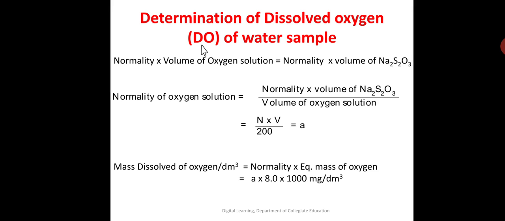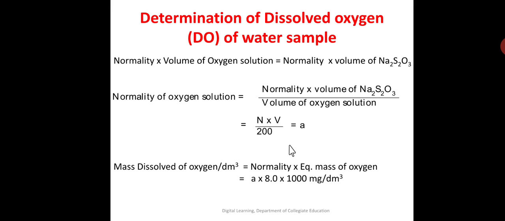The calculation part: how we can calculate the dissolved oxygen. Normality times volume of oxygen solution is equal to normality times volume of sodium thiosulfate solution, that is N1V1 = N2V2. So the normality of the oxygen solution equals the normality times the volume of sodium thiosulfate consumed in the titration, divided by the volume of the sample taken, that is 200. Let us suppose this value is equal to A.